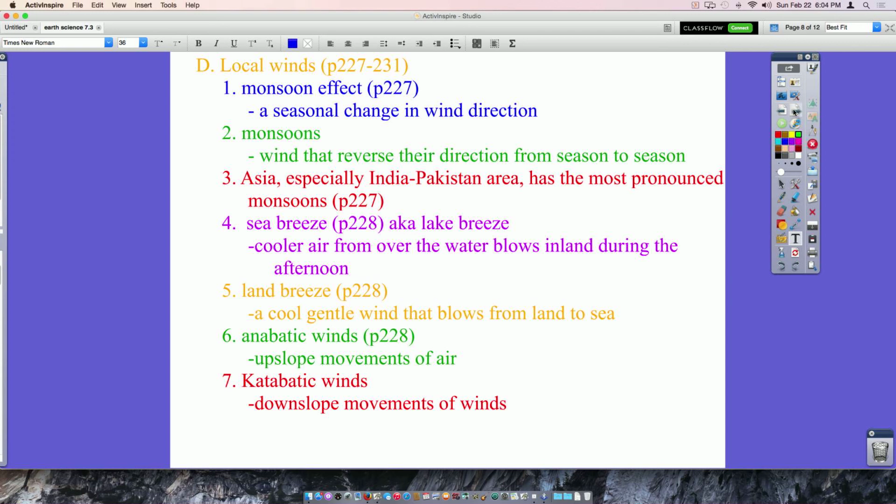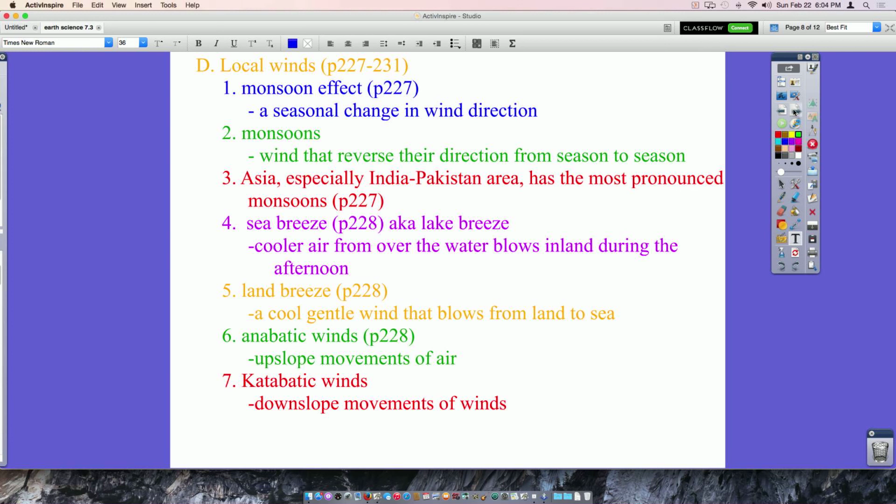a monsoon, or for similar reasons, just not as dramatic, are sea breezes and land breezes. All of these are associated with highs and lows. The sea breeze, also known as a lake breeze, because if it's a large enough lake, we still see this effect. Cooler air from over the water blows inland during the afternoon. And a land breeze is the opposite. A cool, gentle wind blows from the land to the sea, usually in the evening.